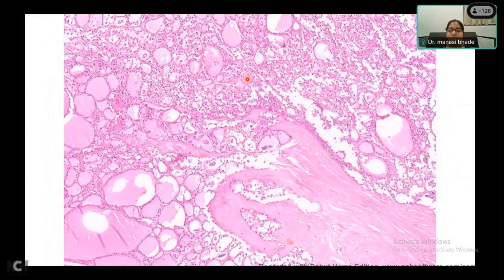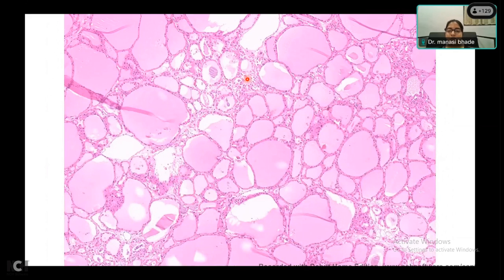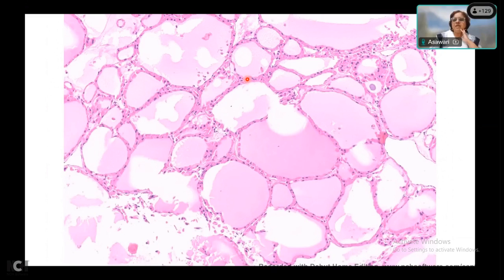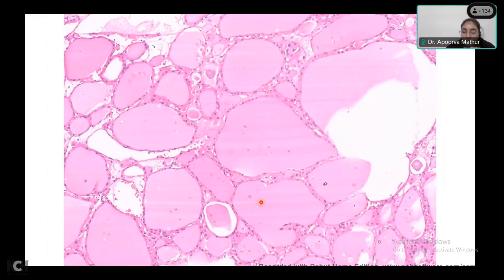Ma'am, follicular hyperplasia and adenomatous change can be seen. At higher magnification, what do you want to look for? Lining cells, lining the follicles. Yes, ma'am. So these are cuboidal. What type of cells are these? Ma'am, cuboidal cells. Follicular cells are there.